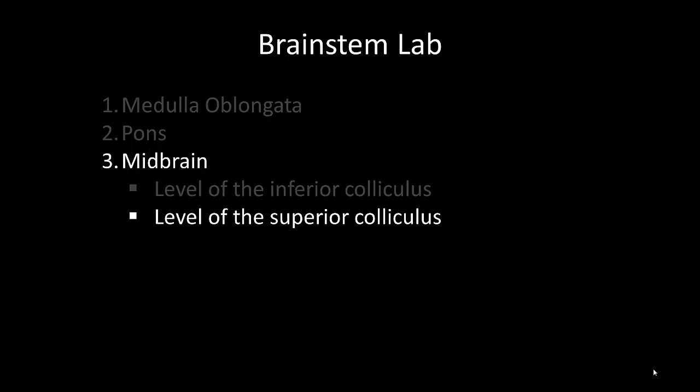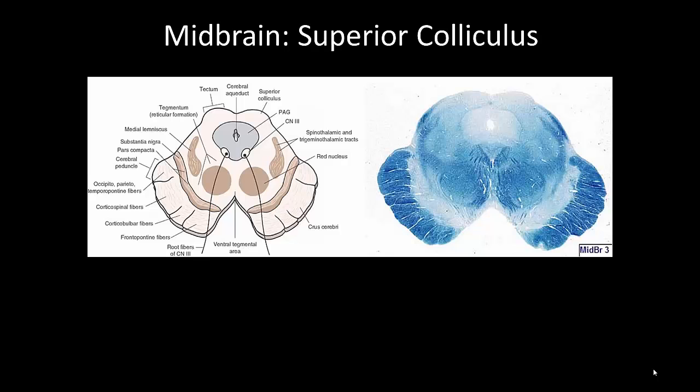Now our very last section that we're going to look at in the brainstem is going to be at the level of the superior colliculi of the midbrain. So the superior colliculi essentially just replace the position of the inferior colliculi that we saw in the previous section. So they're just going to be in this posterior portion of the midbrain, making up the tectum. Now the crus cerebri and the substantia nigra are just remaining unchanged in this section compared to the previous section that we just saw.